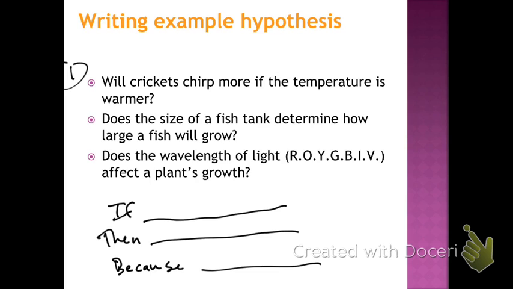Does the wavelength of light, red, orange, yellow, green, blue, indigo, violet, affect a plant's growth? So if the light is red, what do you think might happen, and why do you think that's the case? Okay, so if, then, and because, that's the big thing with hypotheses.